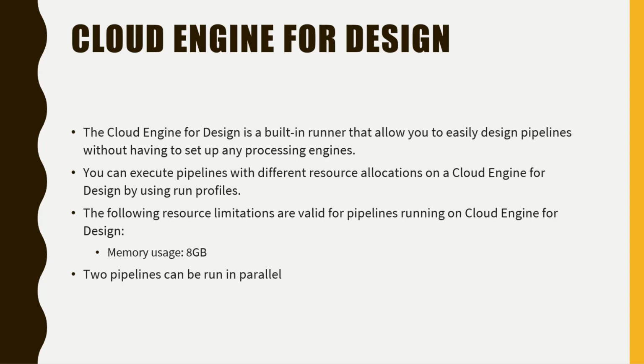You can execute pipelines with different resource allocations on Cloud Engine for design by using run profiles. There are again resource limitations for pipelines running on Cloud Engine for design, which are the memory usage is again 8 GB, and here you can run only 2 pipelines in parallel. Remember, on Cloud Engine you can run 3 job tasks in parallel. On Cloud Engine for design you can run 2 pipelines in parallel at any given time. For advanced processing of data, it is recommended to install the secure Remote Engine Gen 2.